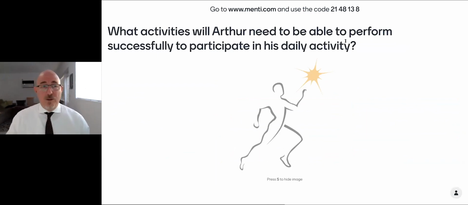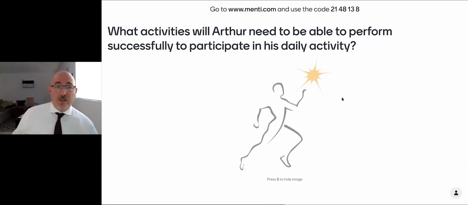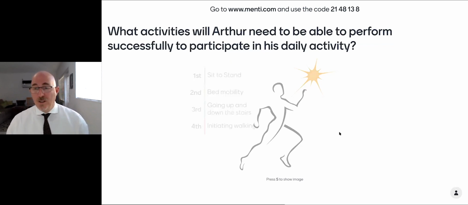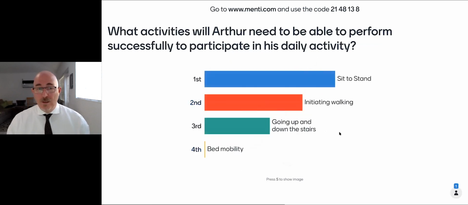I hope you enjoy this. I think it's nice to see what your thoughts are and to have your interaction on this. So what activities will Arthur need to be able to perform successfully and participate in his daily activities? So based on what he wants to do, I want you to click in here and see what you say. I gave you some options on this one, I think. Let me see if there's any questions that I missed from you all. Yeah, got all of it. Glad to know. Good.